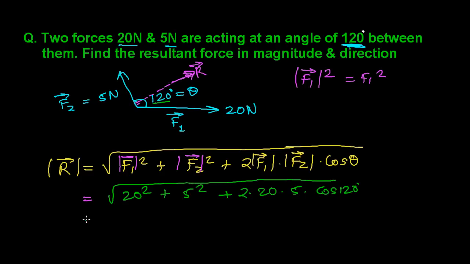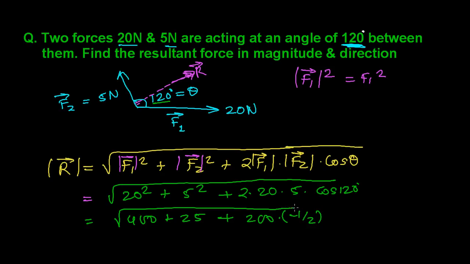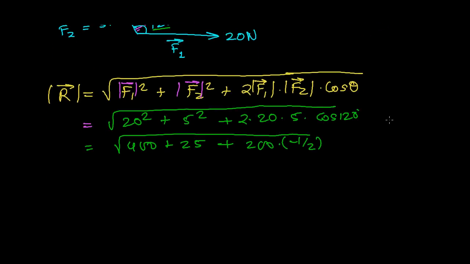Now 20 squared is 400, 5 squared is 25, and 2 times 20 is 40, and 40 times 5 is 200, and cosine of 120 degrees is equal to minus half. You should know the trigonometric table; that is always required in physics. You should be very good in trigonometry, calculus, derivation, antiderivative, I mean integration. These are very basic things.